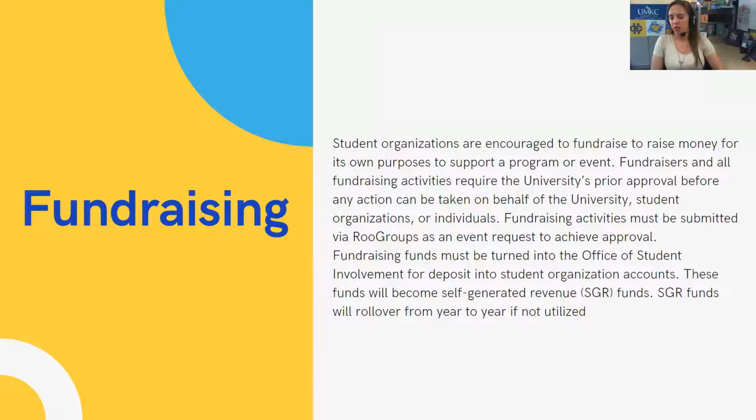I do really enjoy fundraising as an opportunity because it shows student orgs team building and really gives them ownership and leadership in what they are doing, because this money was theirs that they raised on their own.